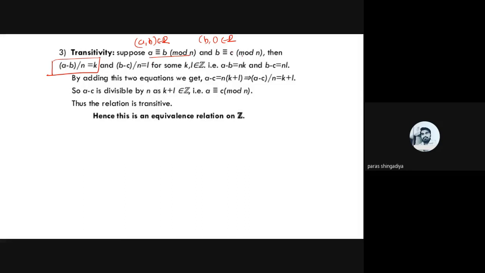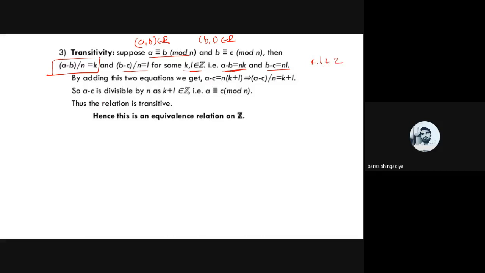And here b congruent to c mod n means b − c is divisible by n. So what does it mean? b − c divided by n. Let us take another notation for this one. Let us say it is l. So (b − c)/n is equal to l, for some k, l belongs to Z. For some arbitrary k, l belongs to Z. So (a − b)/n is equal to k, so it can be written as a − b is equal to nk. And second, (b − c)/n is equal to l, so it will be written as b − c is equal to nl, for k, l belongs to Z.